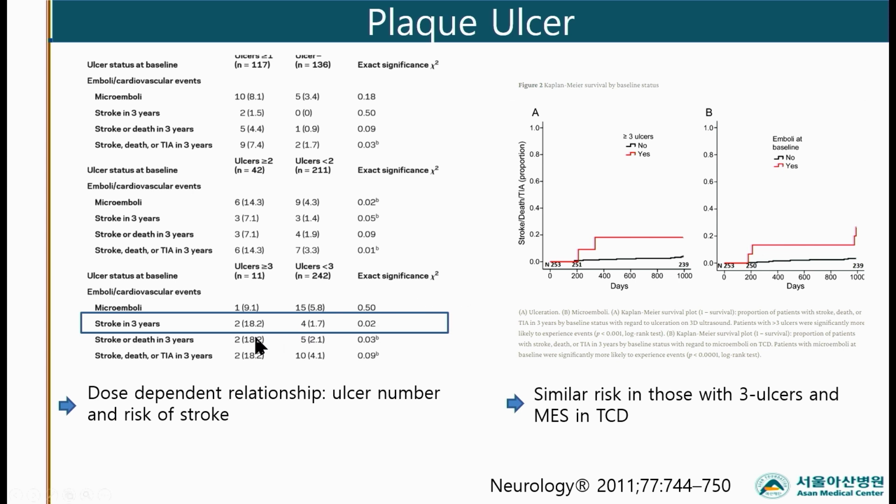And you can see here, if the number of ulcers increases, there is a dose-dependent relationship between the number of ulcers and the risk of embolic stroke. And how much is the risk? You can see here, if there are more than 3 ulcers, it is very similar to those patients who have a microembolic signal from the transcranial Doppler, which represents a very high-risk plaque.